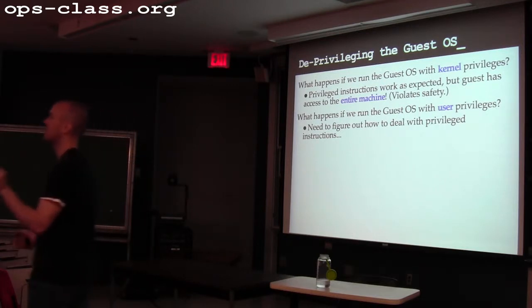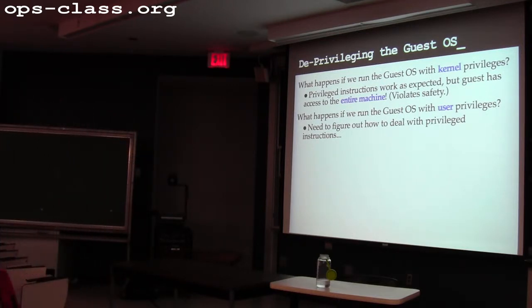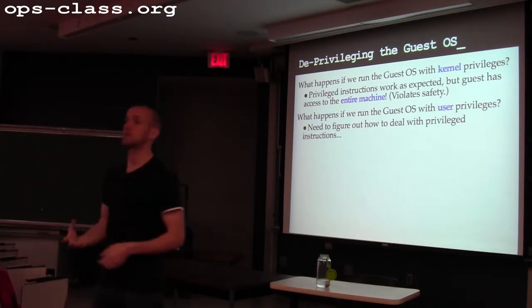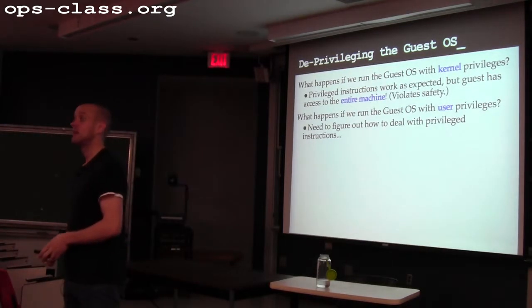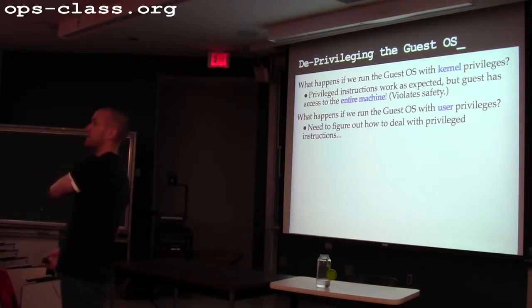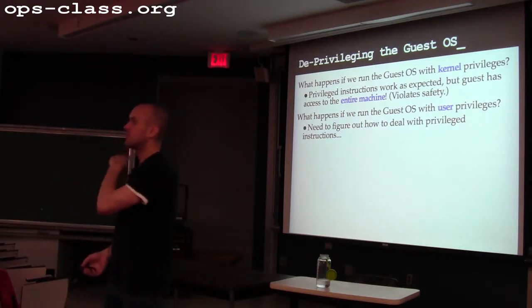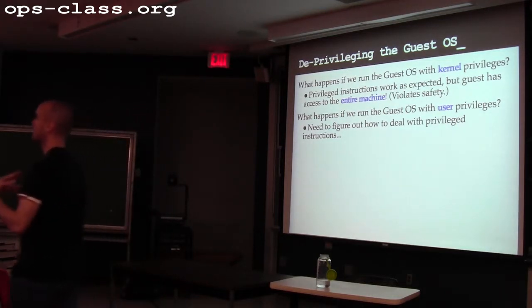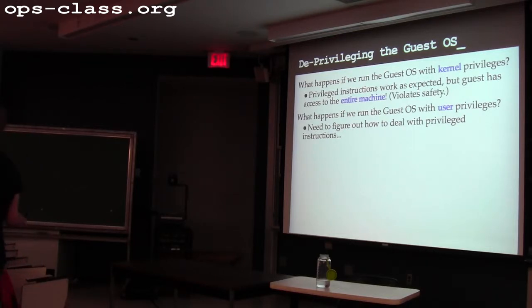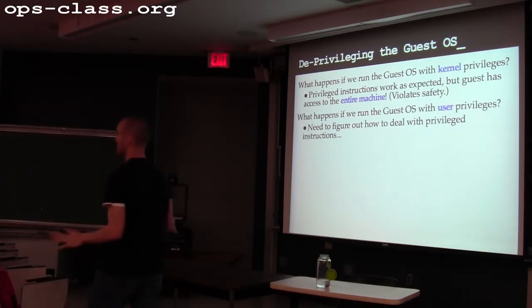The machine has to generate an exception when I try to execute a privileged instruction. As long as that happens, I have a chance to run, and the virtual machine monitor has a chance to inspect that instruction to make sure it's okay, right? If I didn't have this property, if the machine allows user programs to execute privileged instructions, it's totally broken, right? That machine is just a bad machine, right?